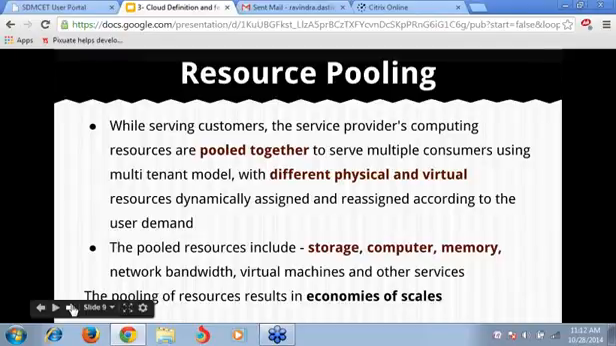While serving customers, the service provider's computing resources are pooled together. If he has 2 different computer centers, physical resources from those centers are pooled together to meet a particular demand.